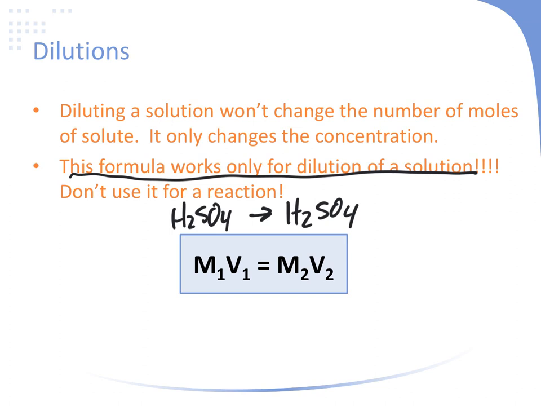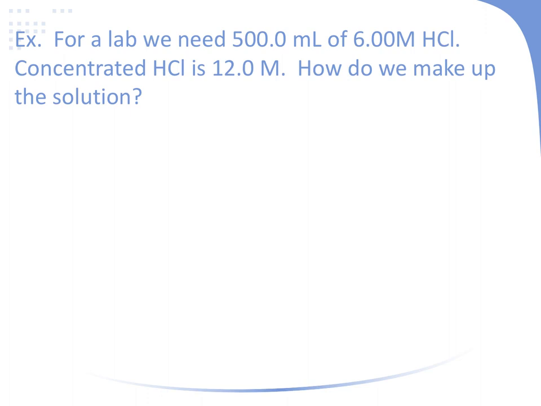But we'll go through and do, why don't you guys hit pause and try to do this one on your own. I'm sure you're capable. It says for a lab we need 500 milliliters of 6 molar HCl. The concentrated stuff we have in stock in the stock room is 12 molar. How are you going to make a solution using that previous formula of M1V1 = M2V2 to solve? Hit pause, use your calculator, figure it out, and come back in a second.